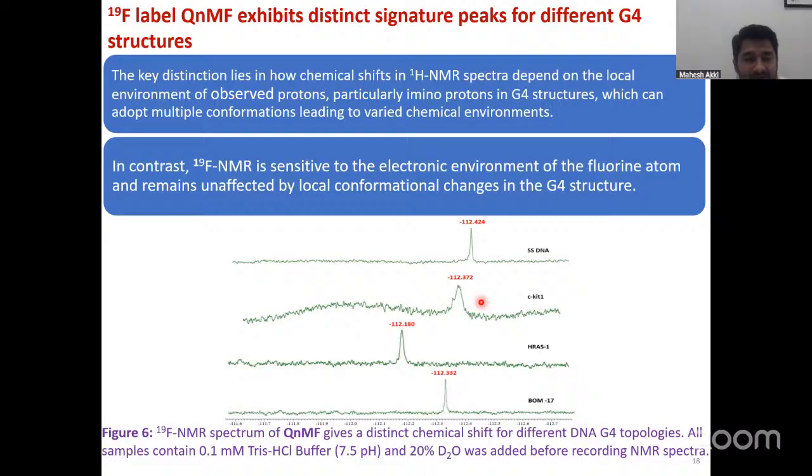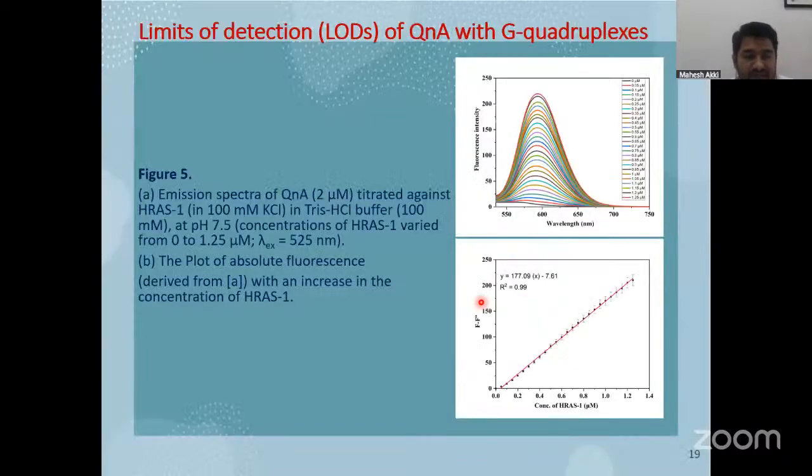Hence, this dual functionality of QNMF, fluorescence enhancement and F19 NMR, confirms that QNMF binds most effectively to antiparallel G quadruplexes, highlighting its potential as a powerful molecular probe or rotor capable of both detecting and discriminating between different G4 topologies. Further, the limits of detection were calculated for both. For illustration purposes, I have taken the QNA molecule.